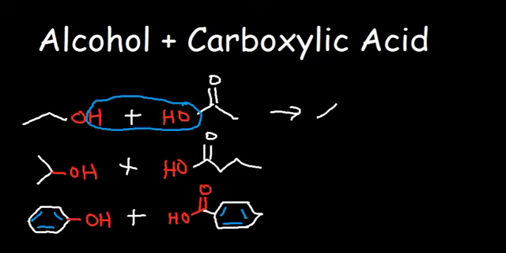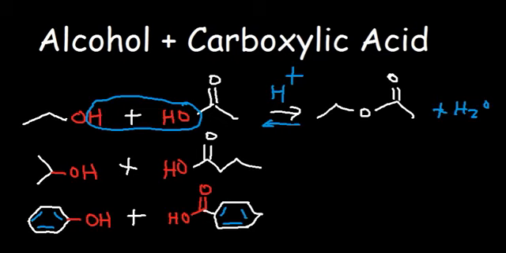So we're going to get an ester anytime you mix an alcohol with a carboxylic acid. And here's the H2O side product. Now this reaction is reversible, and you need an acid catalyst to speed it up. Otherwise, it's going to be very, very slow.